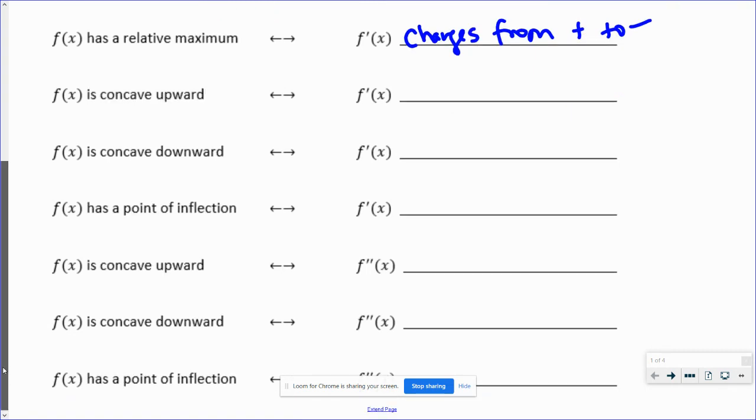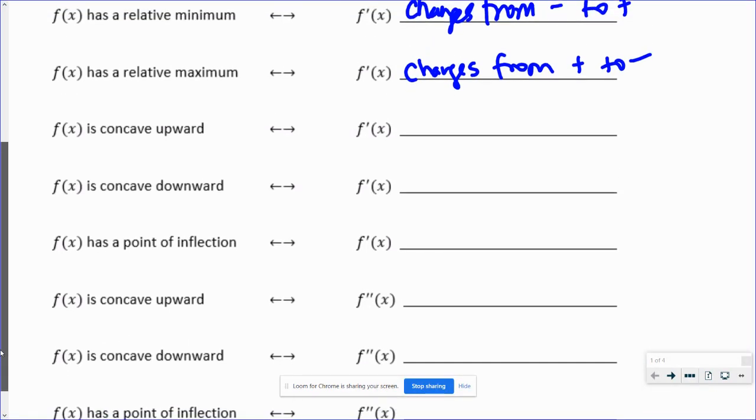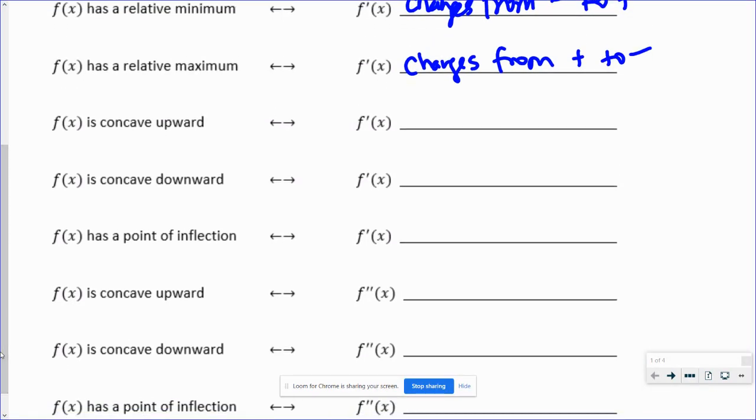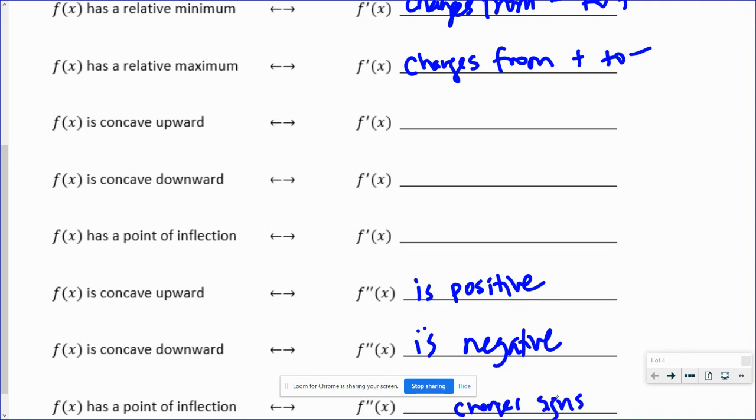So if f is concave up, that means the second derivative is positive. If f is concave down, that means the second derivative is negative. And if f has a point of inflection, that means the second derivative changes signs. Doesn't matter which way, it can go from positive to negative or negative to positive, it just has to change signs.